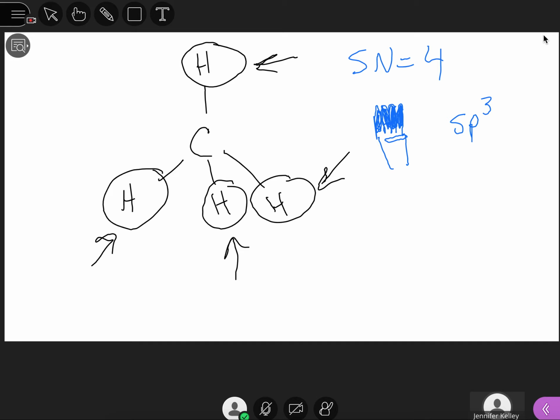So what's happening is this is SP3, this is SP3, this is SP3, and this is SP3. And all of those SP3s are overlapping with an S orbital from hydrogen. So the only hybrid ones come from the central atoms. Make sense?